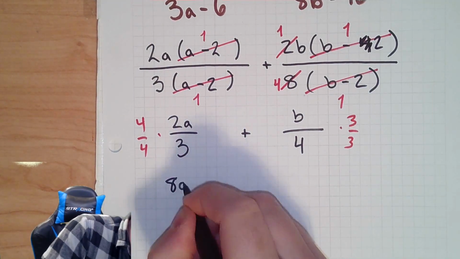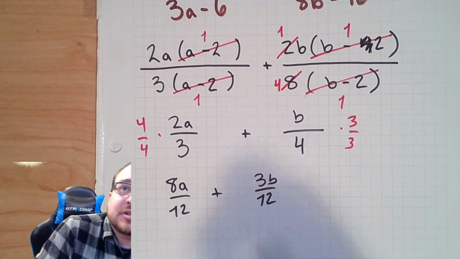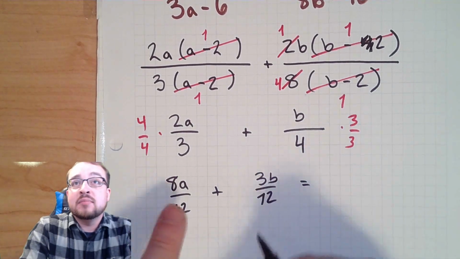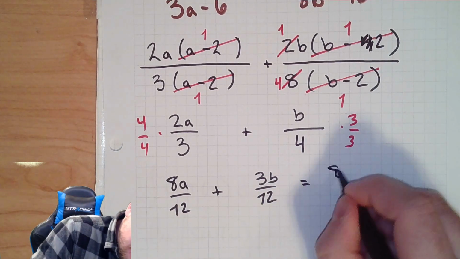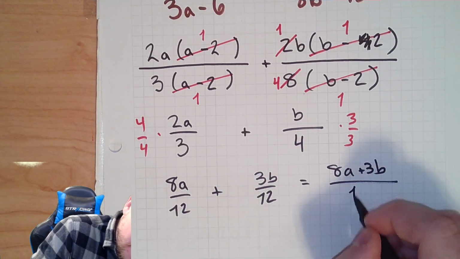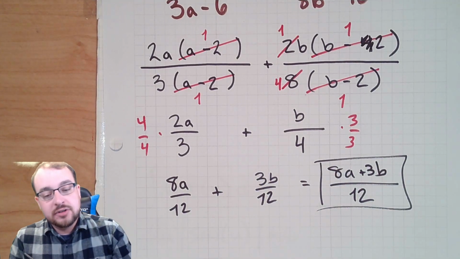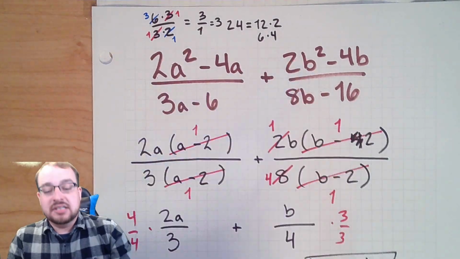Looks like 8a over 12 plus 3b over 12. And good thing these are common denominators. That's why we did this, right? They better be common once we're done. And it looks like all together I'm going to get this. These can't combine because they're a's and b's, but I can divide them both by 12 at the same time instead of dividing them individually. So all of this simplifies to this.